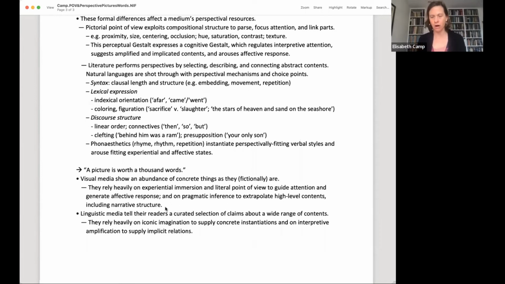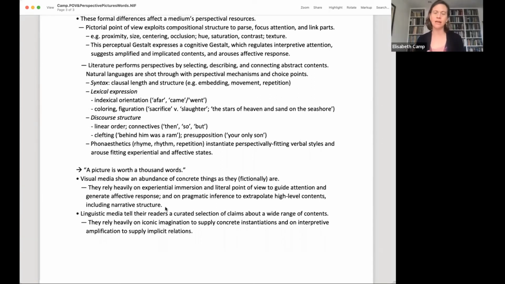It's deeply part of the way that natural language conventionally functions, that it's guiding interpretive perspectives in this sense. So for instance, clausal length and structure focuses attention, allocates attention in highly specific ways. So syntax is relevant here, is implicated here.